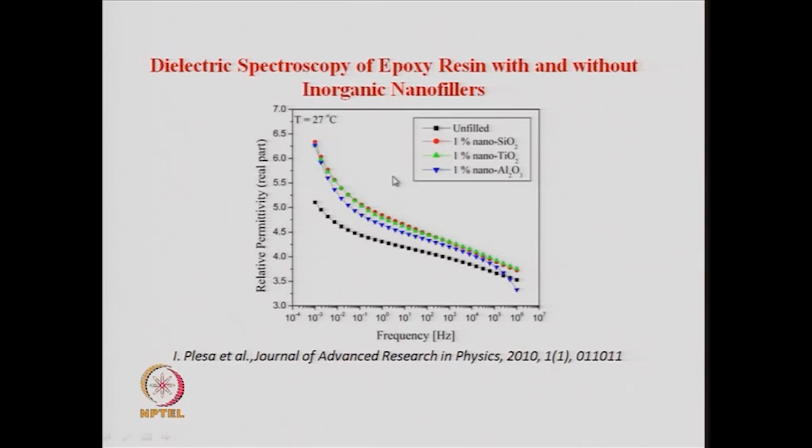So, adding inorganic nanofillers, which means metal oxide nanofillers or oxides like silica, titania, alumina, is shown here. If you add them even by a small amount, then the permittivity of the polymer is enhanced.